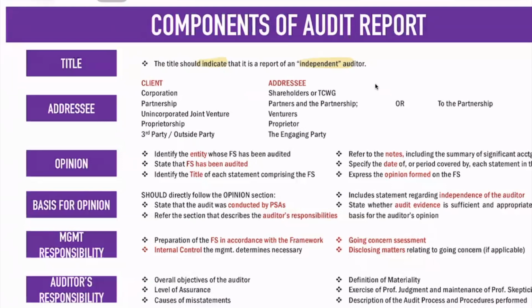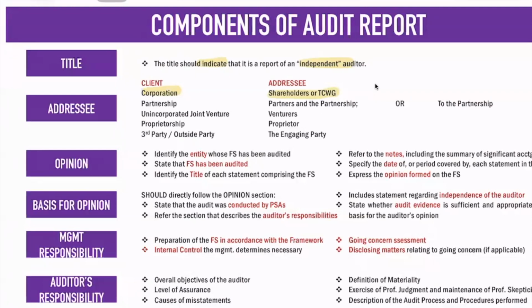Now, as to your addressee, to whom will you address it? If the client is a corporation, the addressee is the shareholders or the TCWG. Who is your TCWG again? Those charged with governance. So normally, where do you find those charged with governance, if ever? That is a group corporation, or there's a parent-subsidiary relationship. So normally there is an entity, or there is this so-called those charged with governance. If purely that is a corporation only, then the shareholders.